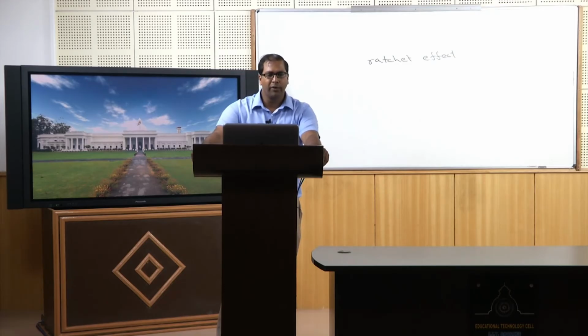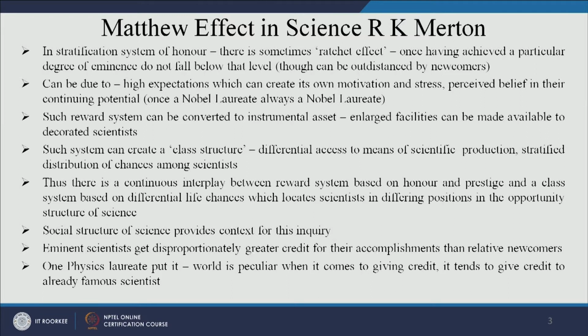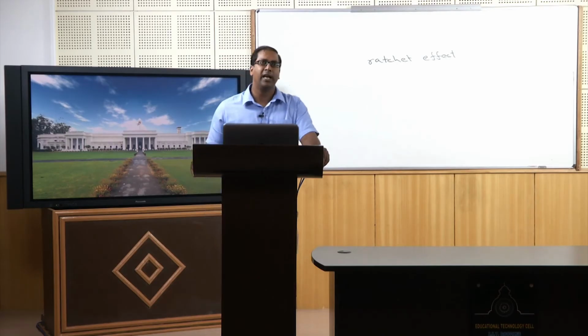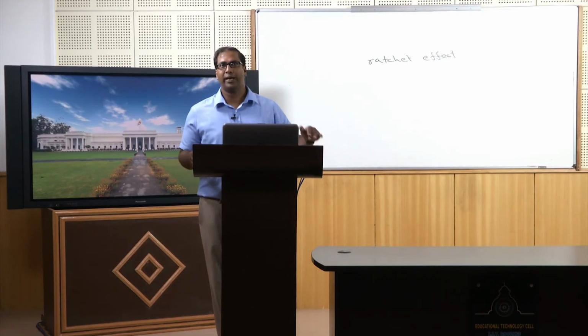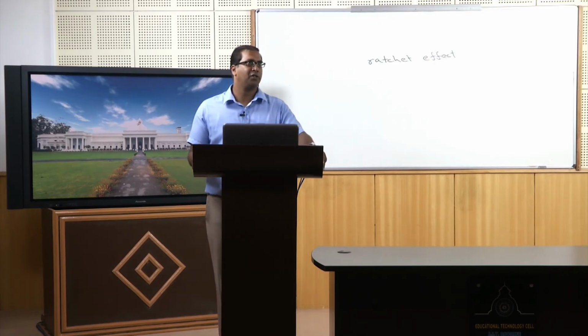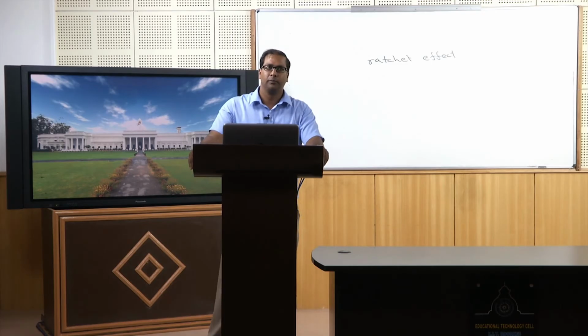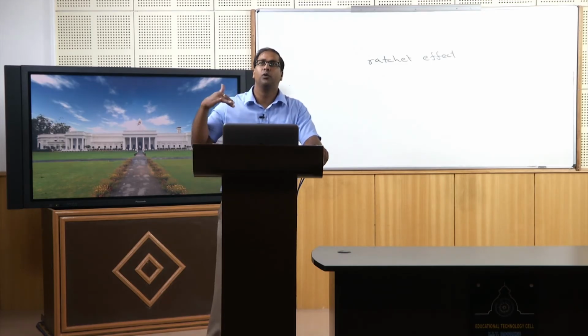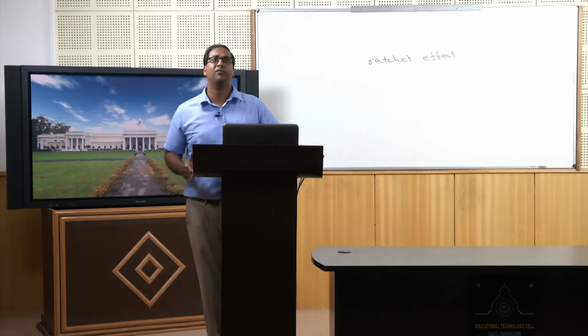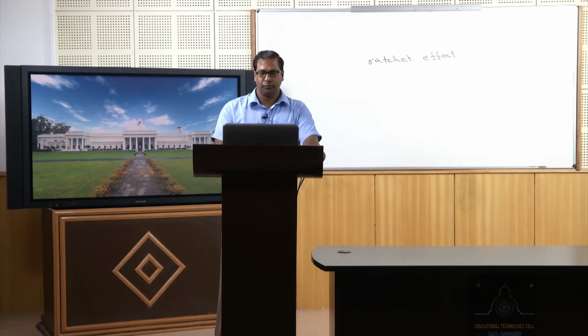So, the social structure of science provides the context for this inquiry. We are looking at the social structure of science. We are not looking at the scientific knowledge the scientists have, or the technical aspect of science. We are looking at the unequal access of scientists to means of scientific production, which makes it so difficult for certain scientists to come to the limelight, and which makes it easier for eminent scientists to hog the limelight, to come to the fore, and keep continuing to make contributions.